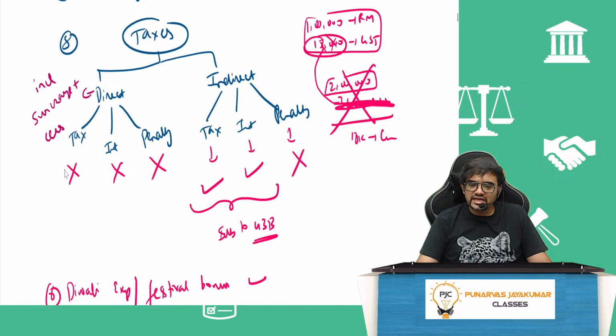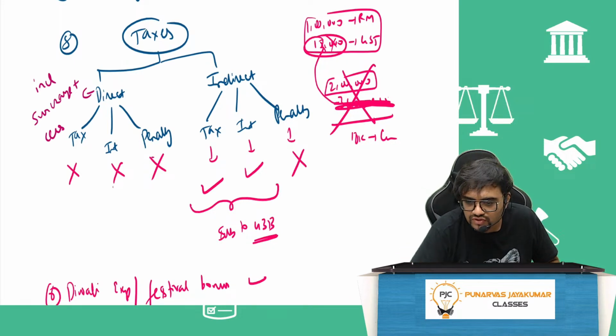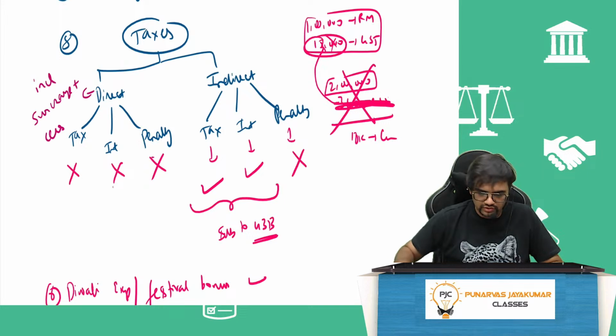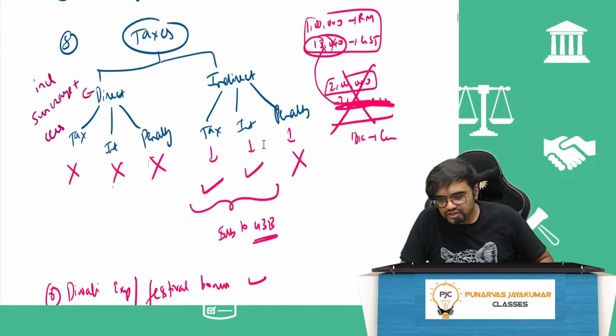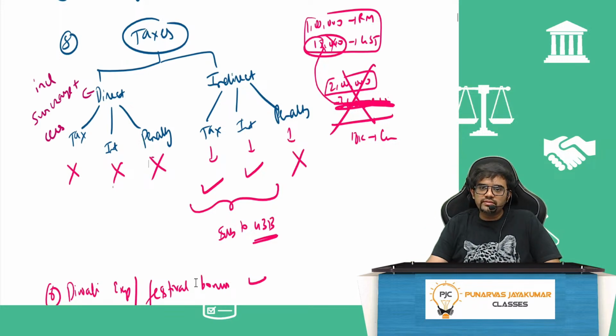Tax, direct tax not allowed. Interest on direct tax not allowed. Penalty not allowed, because you cannot claim tax as an expense. Tax is not an expense. It is on income you are paying something. Indirect taxes, definitely. Tax allowed, interest allowed, penalty not allowed. And tax and interest both subject to 43B on actual payment basis.